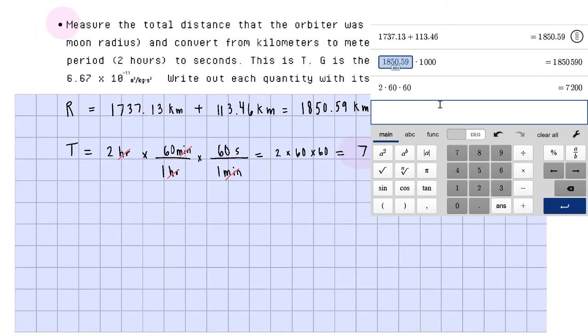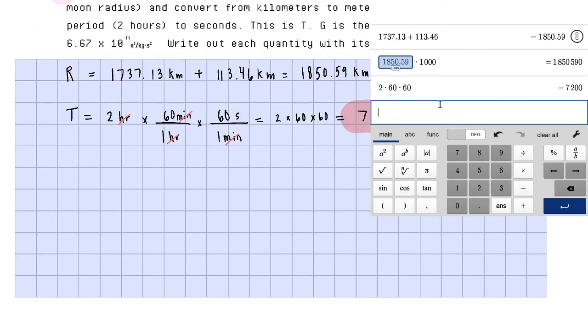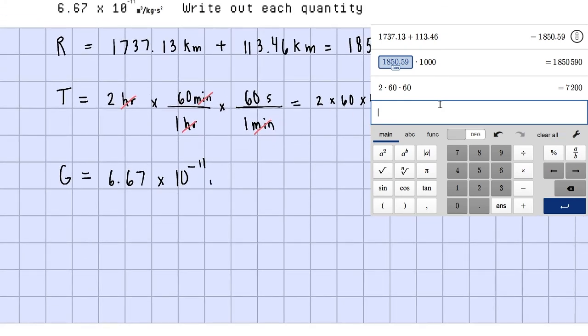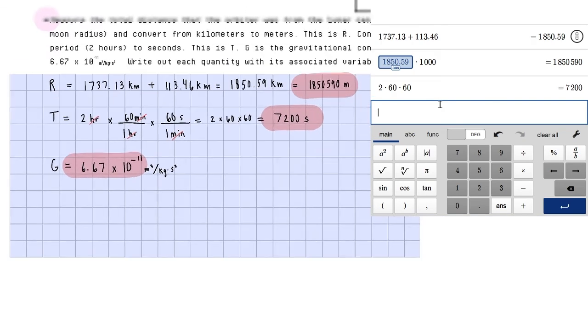All right, lastly, we have G, which is, and all those little letters, those are just the units, so it's meters cubed per kilograms times seconds squared. But the actual number that we're using in the equation is just 6.67 times 10 to the negative 11. So it's a very small number. All right, so now that we have each of those numbers, we are ready to calculate M.